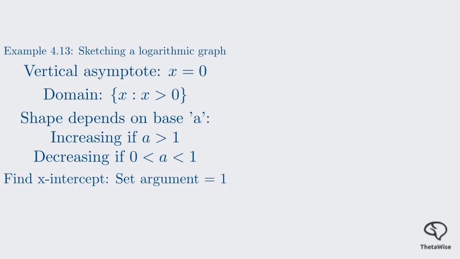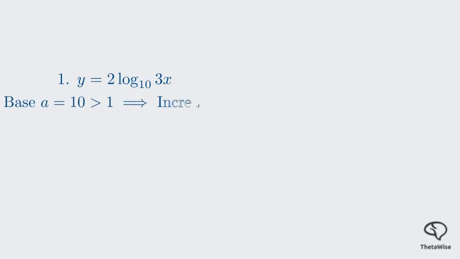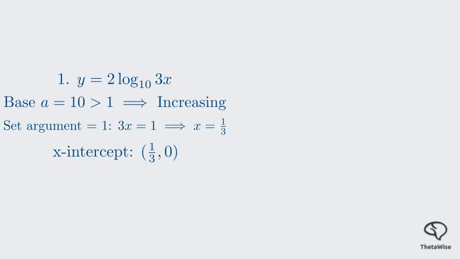Let's start with the first function. Number 1, y equals 2 times log base 10 of 3x. First, the base is 10, which is greater than 1, so we know this graph will be an increasing function, going up from left to right. Next, let's find the x-intercept by setting the argument equal to 1. We set 3x equals 1 and solve for x. Dividing by 3 gives us x equals 1/3. This means the graph crosses the x-axis at the point (1/3, 0).